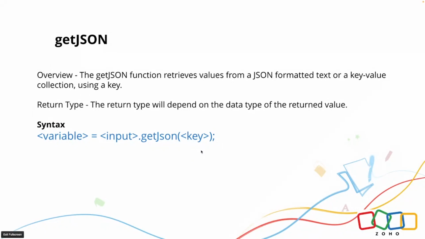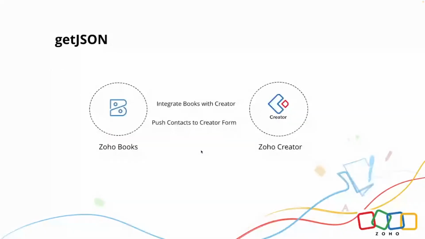Now in order to explain the get json, what I did is an integration between Zoho Books and Zoho Creator. So I've integrated Zoho Books with Zoho Creator so that I can push the contacts from Zoho Books to Zoho Creator, which I can utilize later on. Let's say I want to send an email to all those people or use any other information. But right now, every time I don't have to get into Zoho Books, I will get a form.